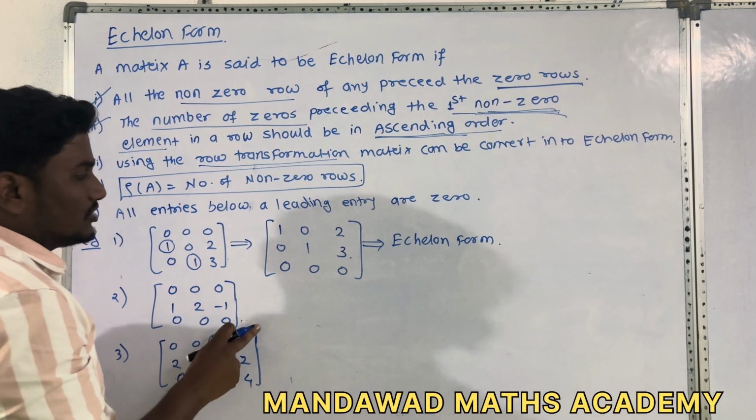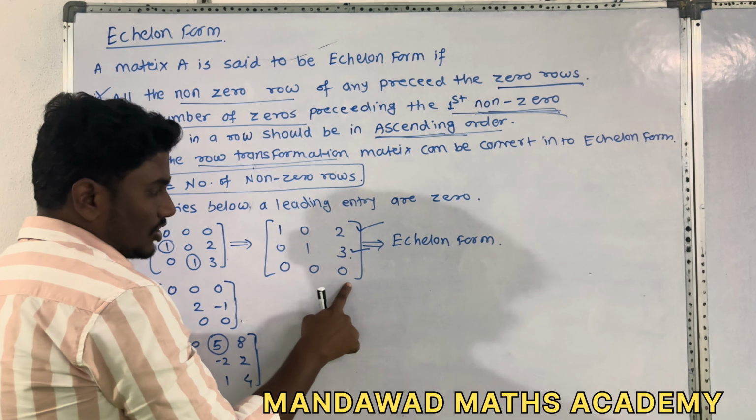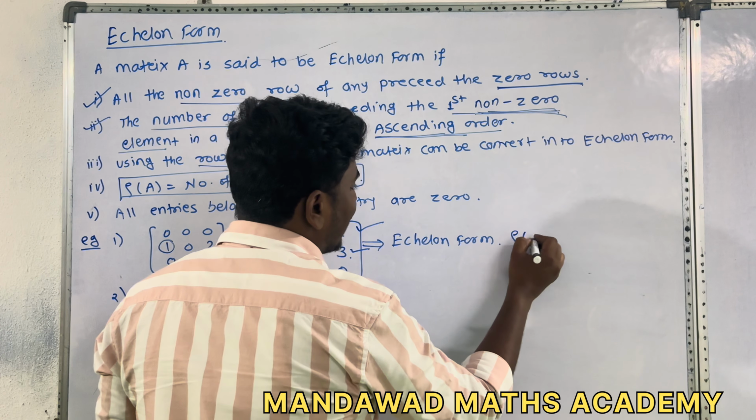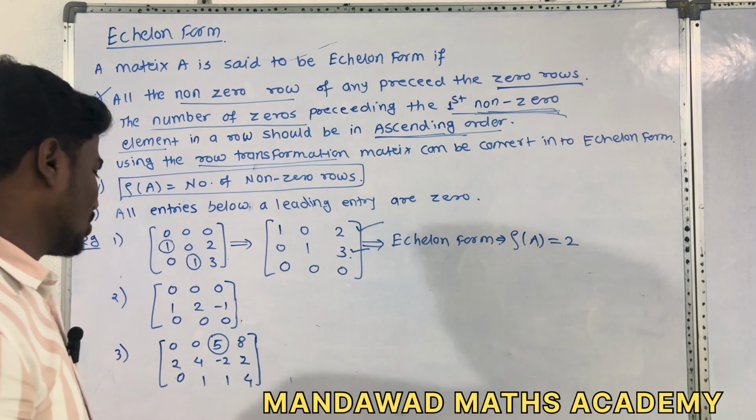So how many non-zero rows are in this? This is a non-zero row, this is a non-zero row, and this is a 0 row. So therefore the rank of the matrix is 2. For this example, the rank of the matrix is 2.